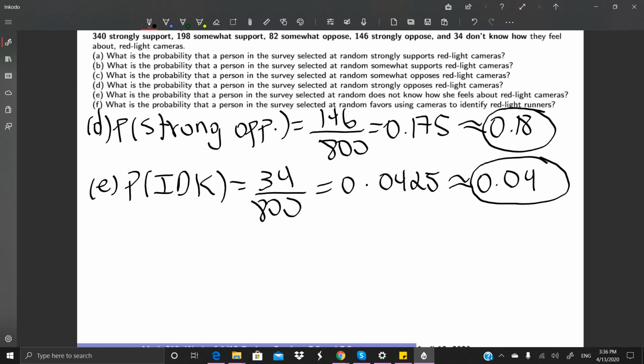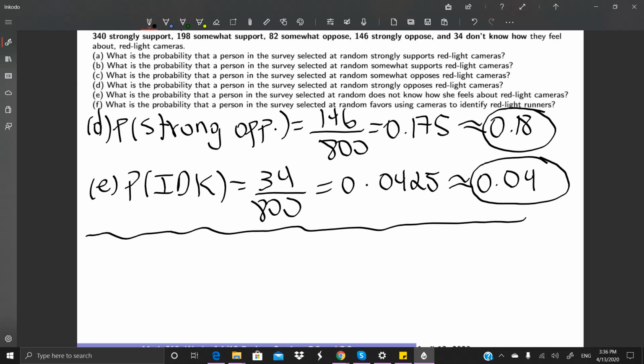Okay, so that takes care of those pretty straightforward ones from A through E. Let's talk about F, which is a little bit more involved than the others. So the probability that a person at random favors using cameras. So the wording in these types of questions always matters, right? Because what does favor mean? Well, favor means you support one way or another, right? So favor means you either strongly support or you somewhat support, but favoring definitely doesn't mean anything to do with opposing, so that will be the exact opposite. And favoring has also nothing to do with not knowing, because then you just don't know, you haven't made a decision.